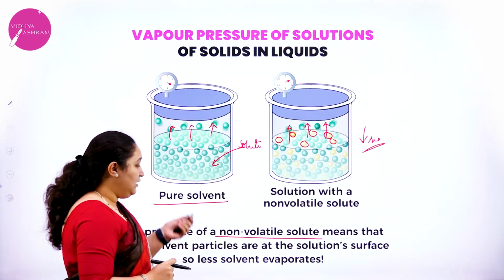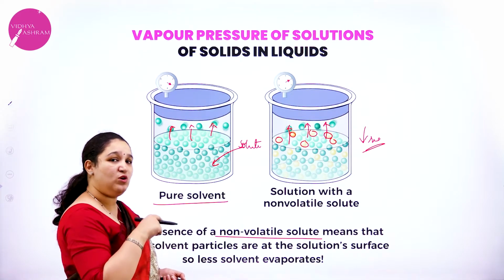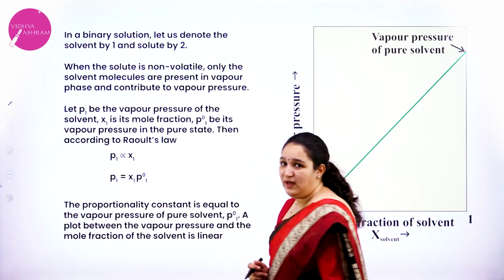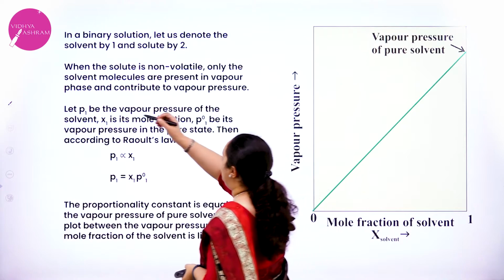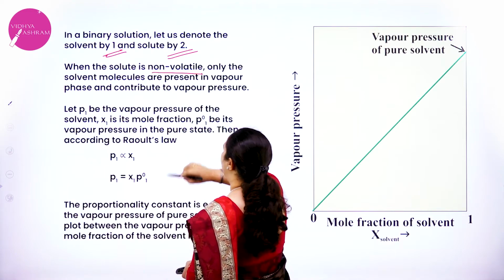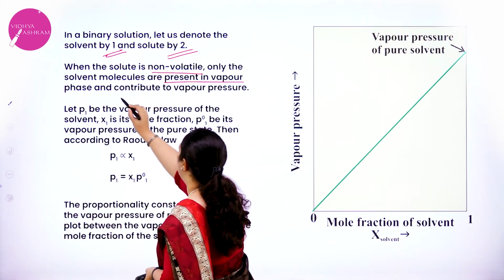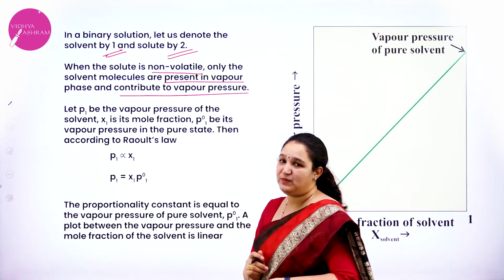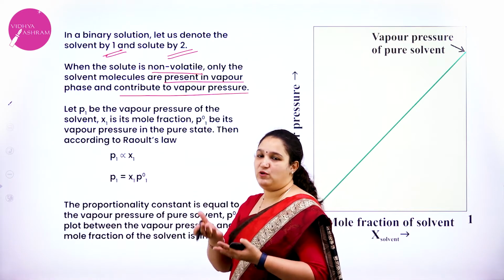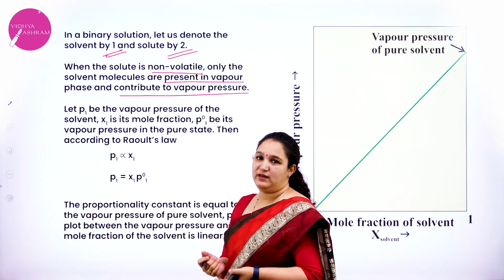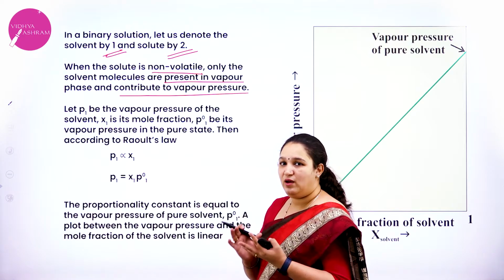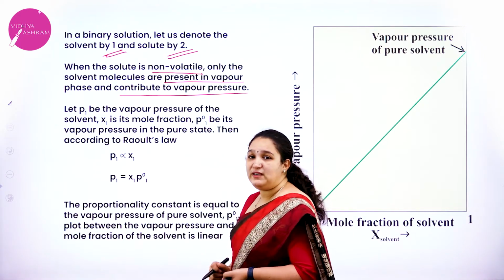Okay, now we'll continue this to see how Raoult's law can be applied here. Let us consider a binary solution. Solvent is denoted as 1 and solute is denoted as 2. When solute is non-volatile, only the solvent is present in the vapor phase and contributes to the vapor pressure. Correct? The solute is non-volatile. So of course in vapor phase what do you have? You have only the particles of the solvent. You don't have the solute particles in the vapor phase. So vapor pressure is only because of the solvent particles.